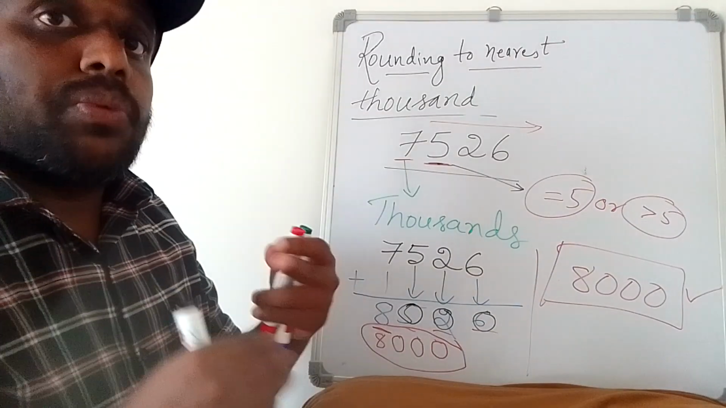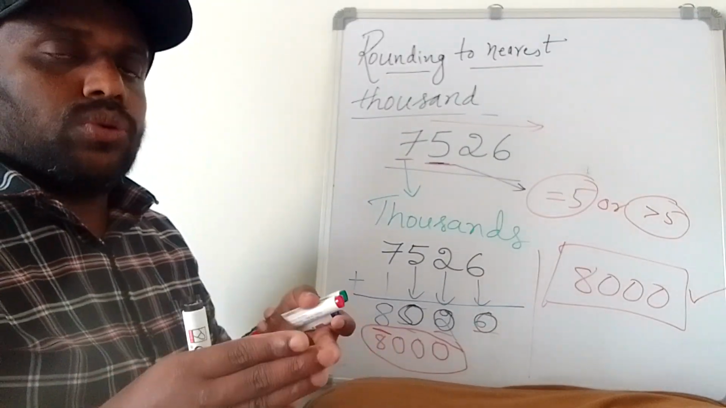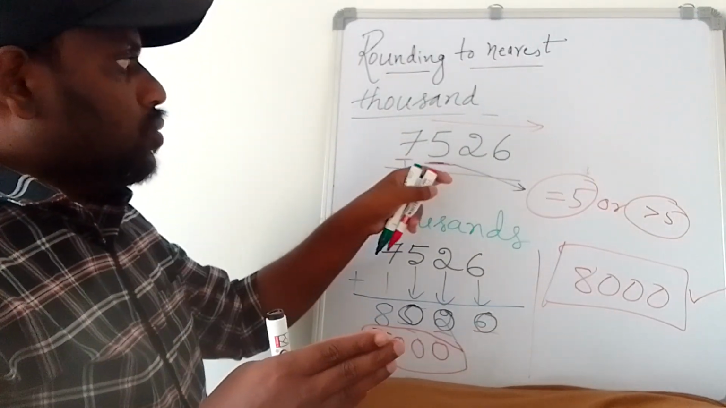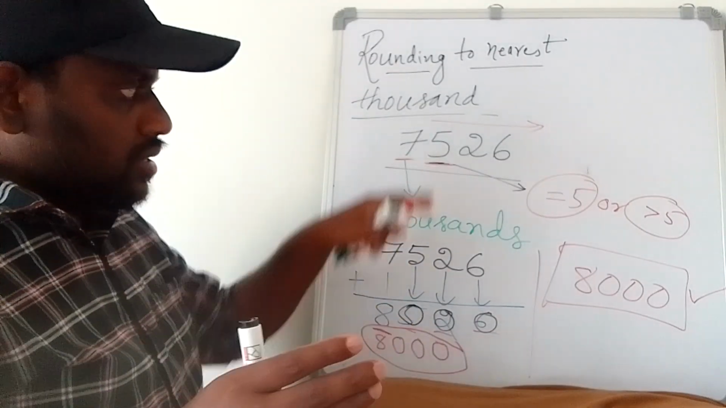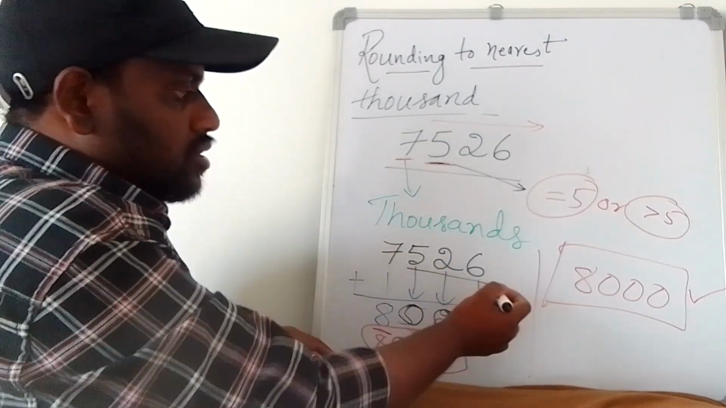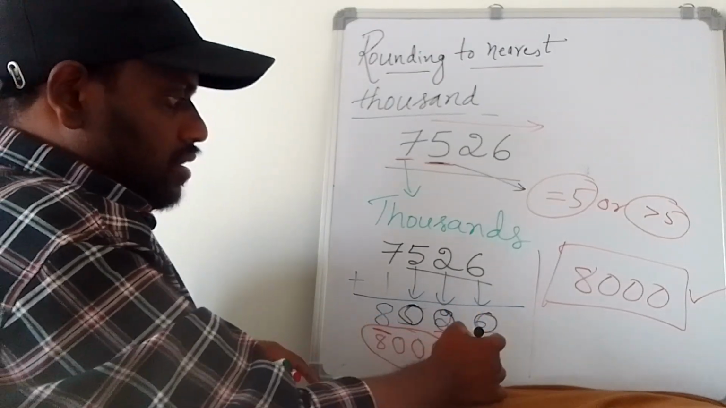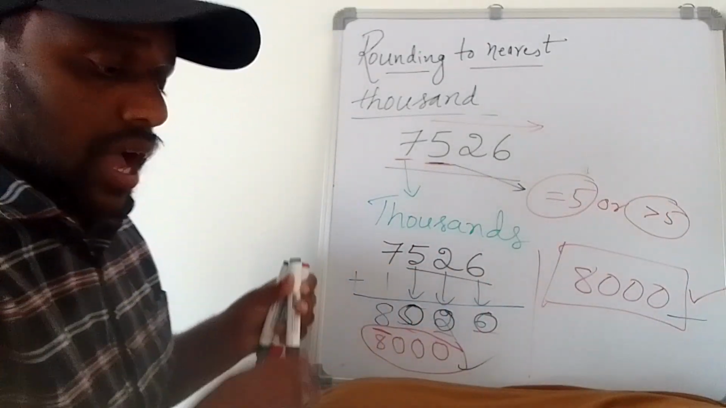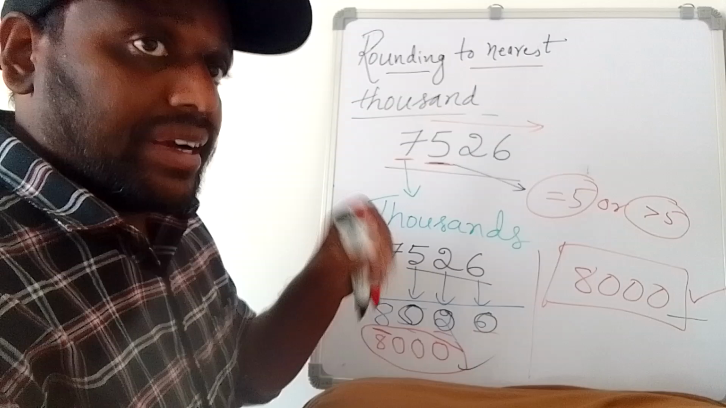Why? Because that is the procedure. We have to round to the nearest thousand. While rounding, this is the procedure we have to follow. After adding 1 to the 7, make all other digits zeros. So we will get this 8000. I will take another example for better understanding.